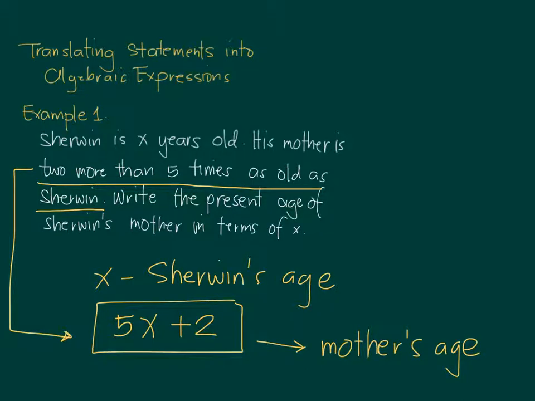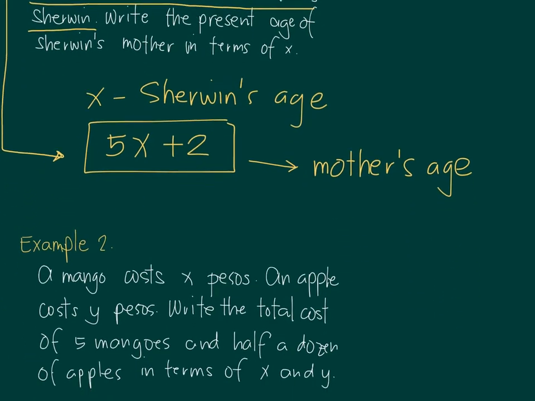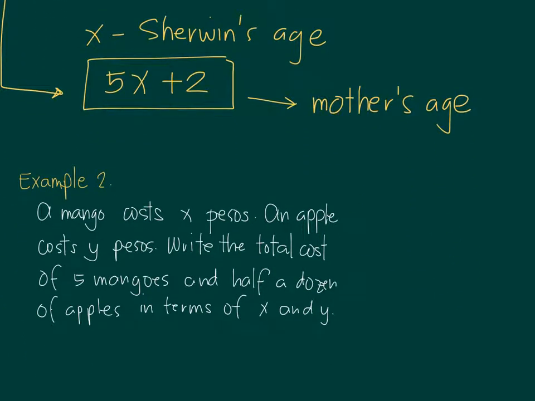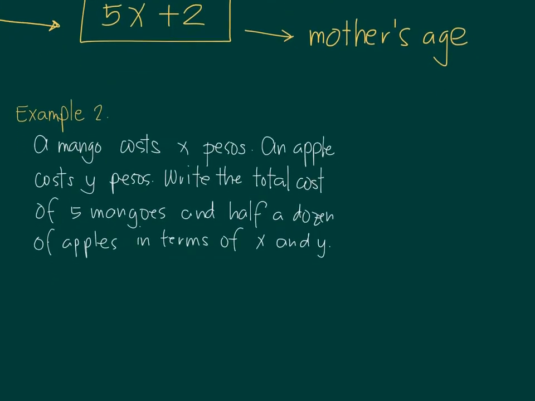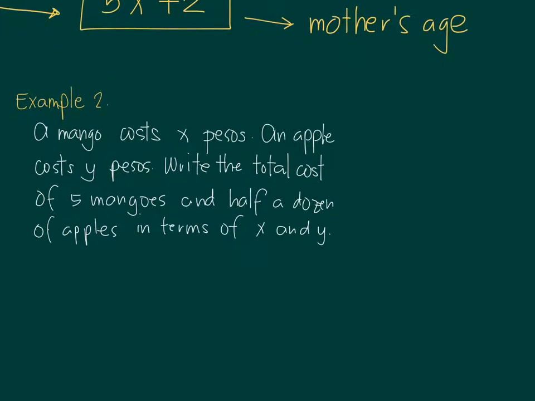Now, another example would be, a mango costs x pesos, an apple costs y pesos, and we want to write the total cost of 5 mangoes and half a dozen apples in terms of x and y.